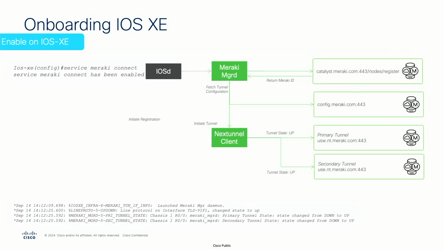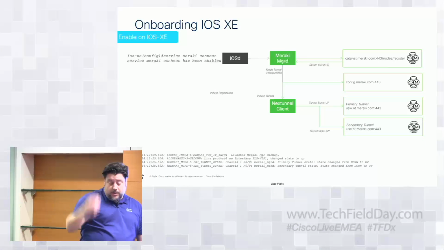So we reach out to the config.meraki.com services, again all on port 443. It's going to get that configuration for the tunnel and send it down to the Nextunnel client, and then we're going to get two tunnel interfaces up. It does have a primary and secondary tunnel for high availability. And then I thought I'd throw this in here too. You'll be able to see in the log, like any IOS XE interface, when the primary and secondary tunnels go up and down.